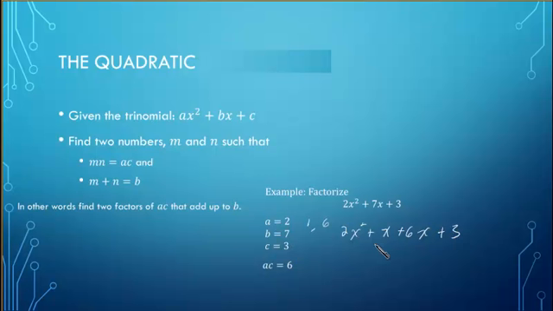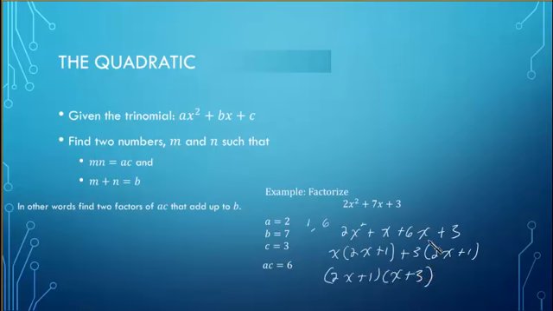And now we simply factorize by grouping. So we take out the common factor here, x, and that leaves us with 2x plus 1. And then over here we take out a common factor, which is 3, and that leaves us again with 2x plus 1. And now we can see 2x plus 1 is common, so this becomes 2x plus 1 times x plus 3. And we're done.